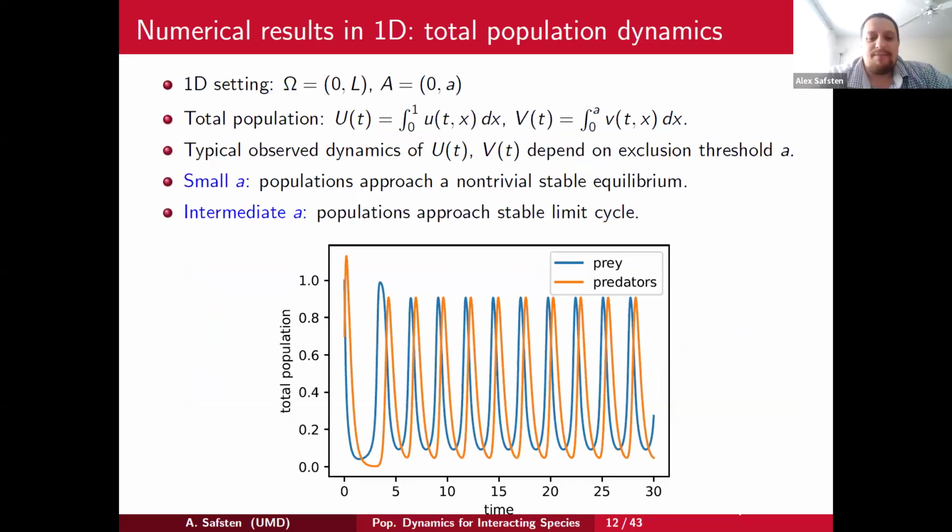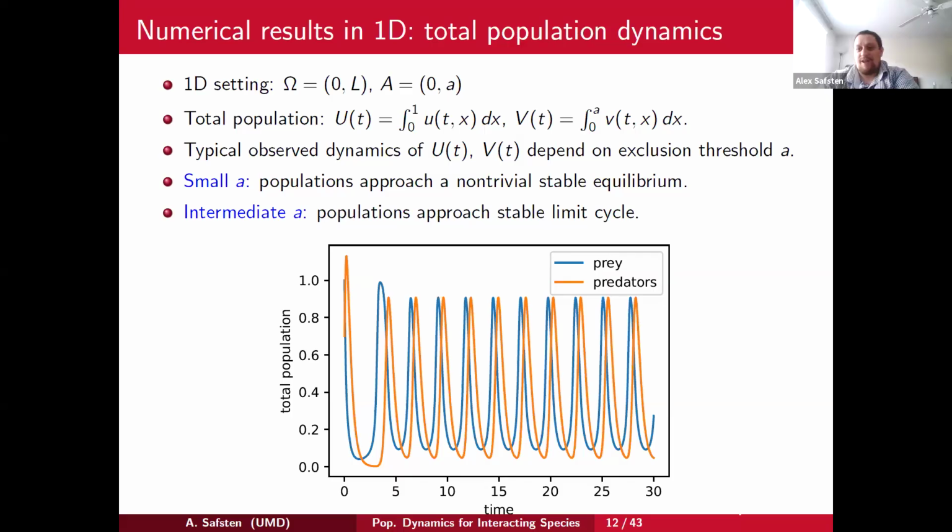Well, what if we move up to intermediate values of A? Here's an A that is a little bit bigger, and we see that now the total population doesn't approach an equilibrium, but it approaches a limit cycle. So somewhere between this small A and intermediate A, we have a Hopf bifurcation and a limit cycle, where we see the standard Lotka-Volterra type oscillations happening, where we have large amounts of prey, which leads to large amounts of predators, which leads to small amounts of prey, which leads to small amounts of predators, and the cycle continues.